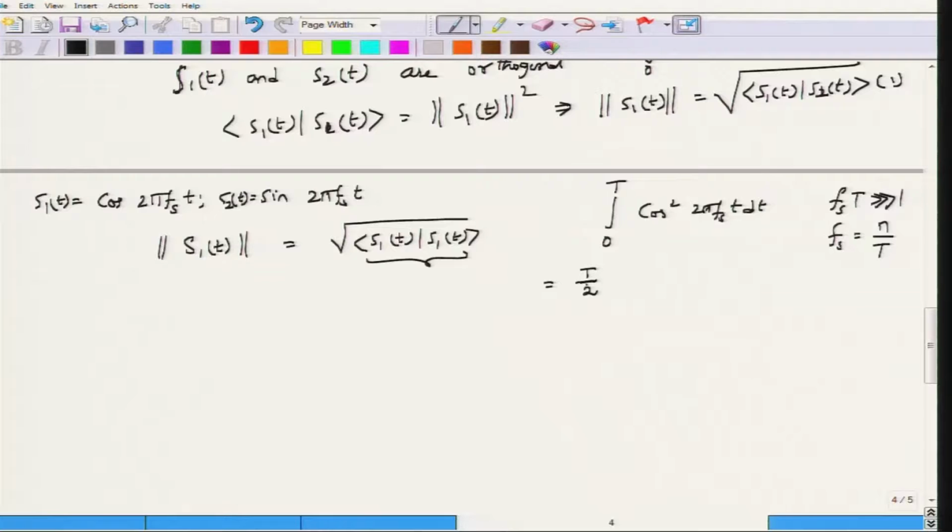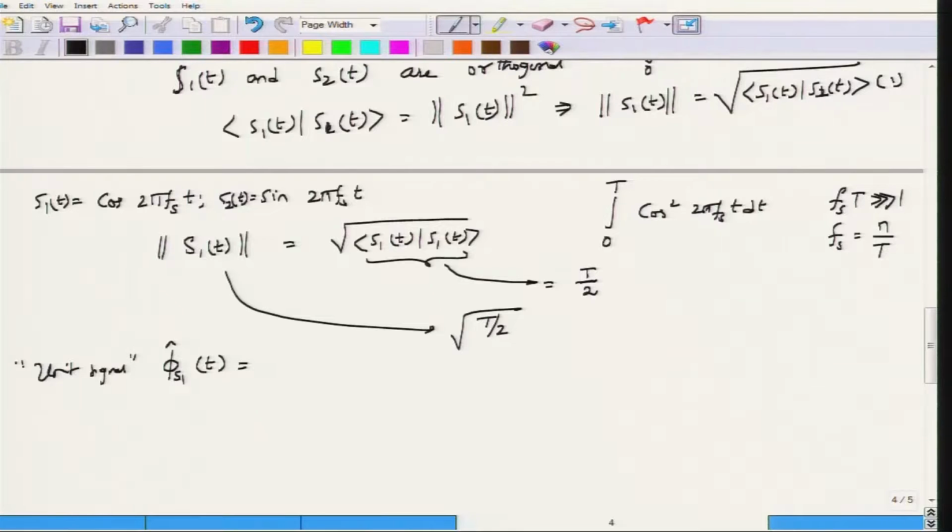So, what I have obtained is the inner product, but if I want to find the length, I have to take the square root of the inner product. So, I get the square root of T by 2. Therefore, the signal phi S1 of t, which is the unit signal, is given by the original signal S1 of t divided by the square root of T by 2, which I can rearrange and write as square root of 2 by T cos 2 pi fs t.